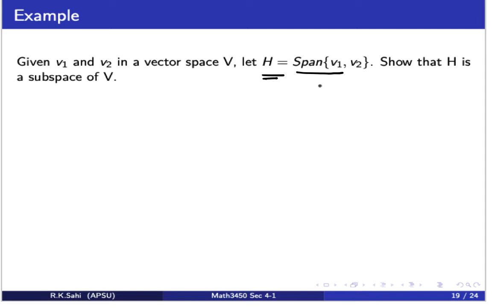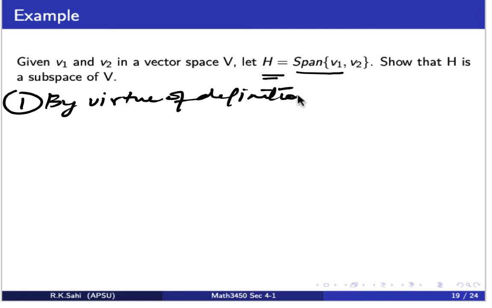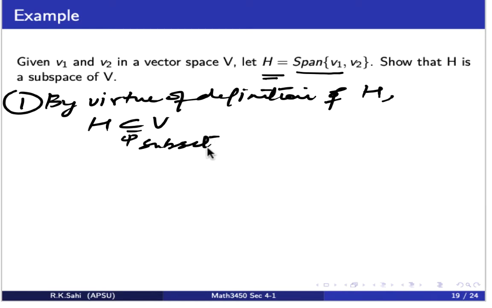So the first thing is, is H a subset of V? That's what we start with. If it is a subset, very good. Now first thing, by virtue of the definition of H, H is a subset of V. This is a subset, guys. Symbol for subset. Okay?